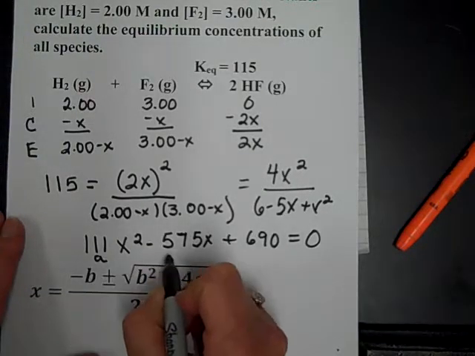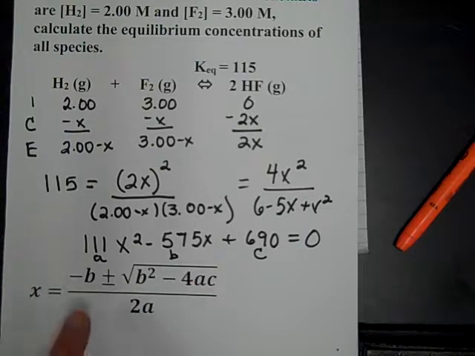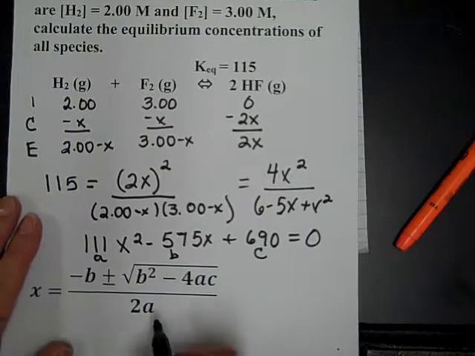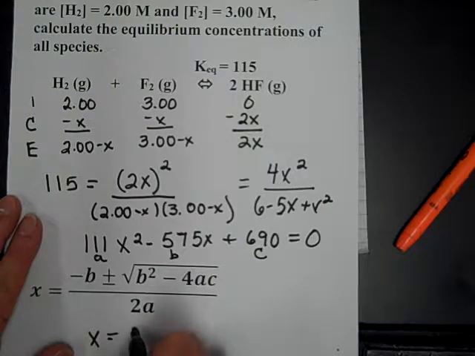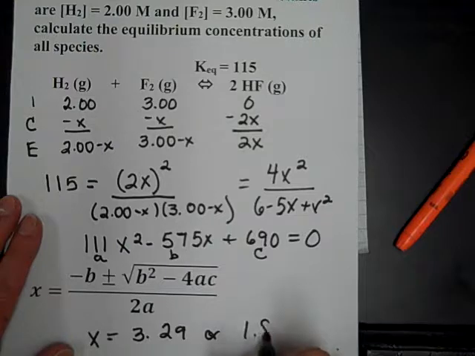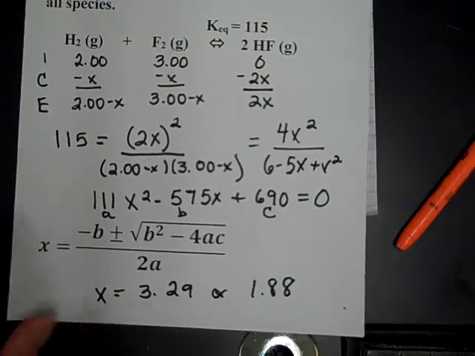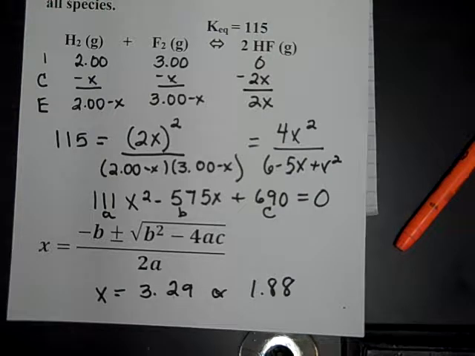So this is A, this is B, this is C. I'm not going to take the time to do that, but if you plug it into the quadratic equation, you're going to solve and get x is equal to 3.29 or 1.88. Now here's the problem. How is that possible that we have two answers? I have never done an ICE problem where one of the answers isn't ridiculous and can be thrown out. Well, what does a ridiculous number look like?